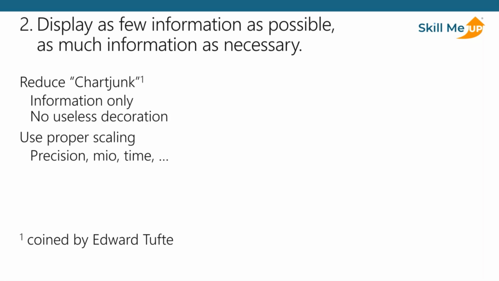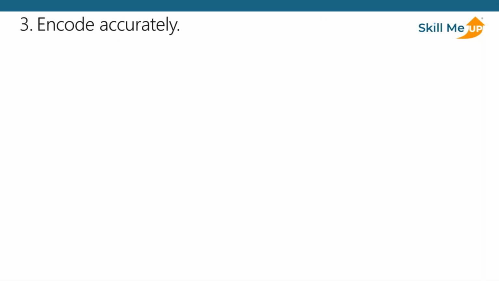Only show the numbers in millions if this is the interesting thing. For dates, only show the part of the date you really need. Don't show the time if this is not really useful for the users. Encode accurately. The most important encoding is the sort order, if you ask me.